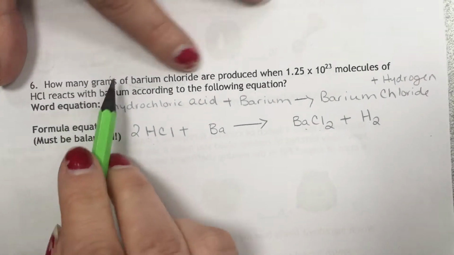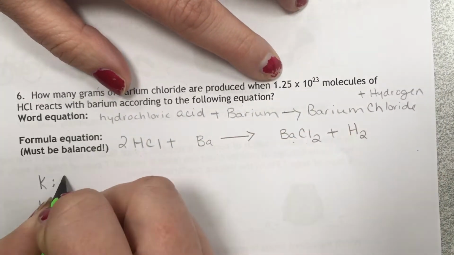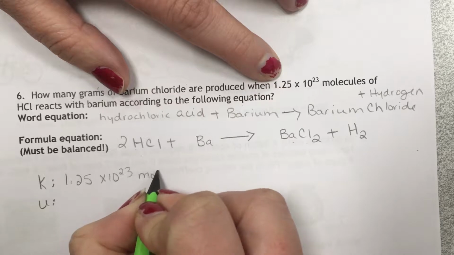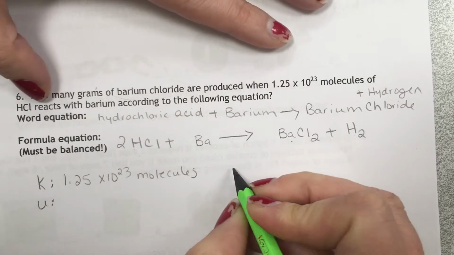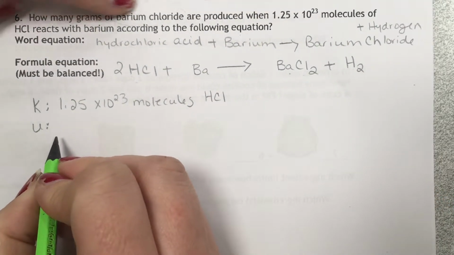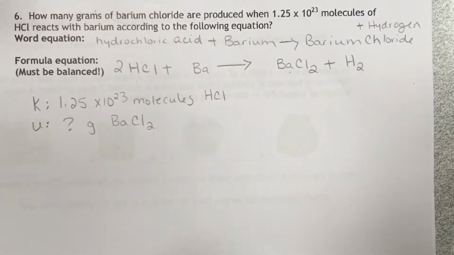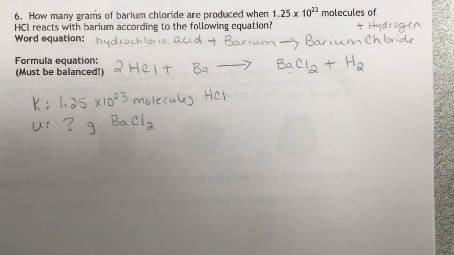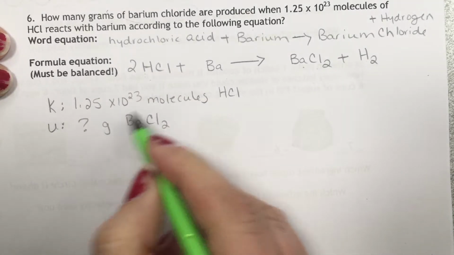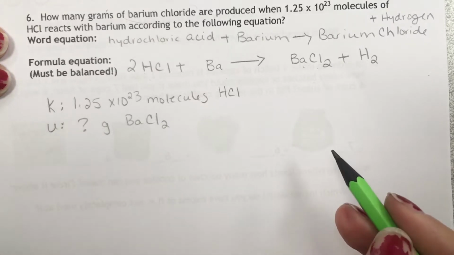All right, so the question says how many, actually let's do our known. I like to do the known first for some reason, and unknown. So the known is 1.25 times 10 to the 23rd molecules of HCl. Unknown is how many grams of barium chloride. Okay. So that's our known and unknown. So we always start with our known, right? So neither of these are moles, okay? So that means we must convert to moles, do a mole to mole ratio, then convert out of moles, okay?